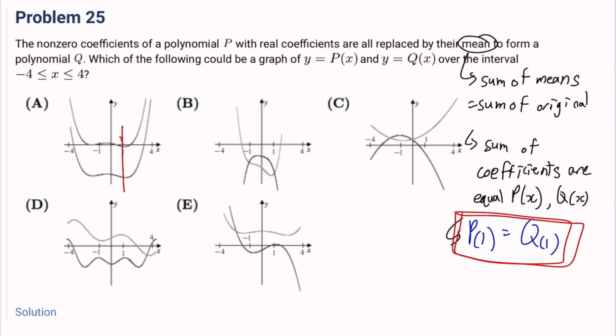So if we look at A, then no, they're different. B, oh yes, they are the same, so B is our answer. C, they are different. D, they are different. And E, they are also different, so B is our answer. The answer is B.